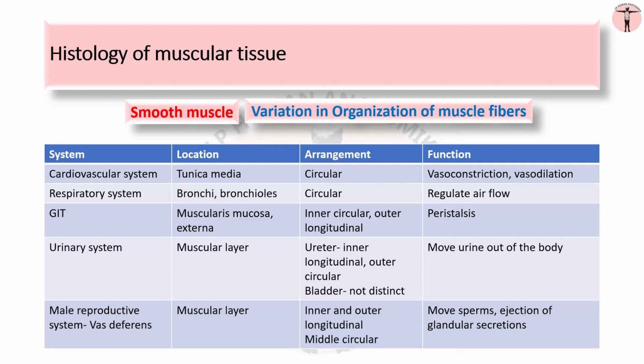Male reproductive tract. Three layers of smooth muscle are present in the muscular layer of the vas deferens: inner and outer longitudinal and middle circular layers. They help move sperm through the system and also function to cause ejection of glandular secretions from the prostate, seminal vesicle and bulbourethral glands.